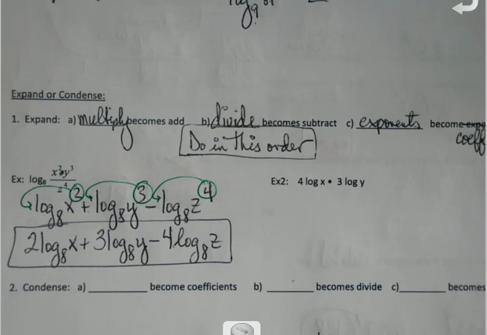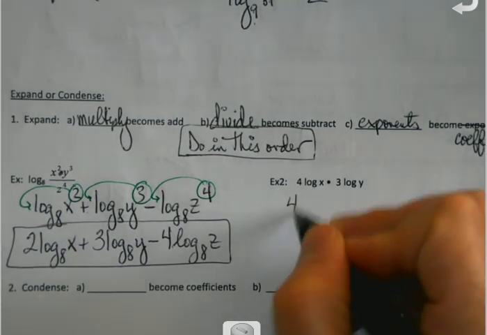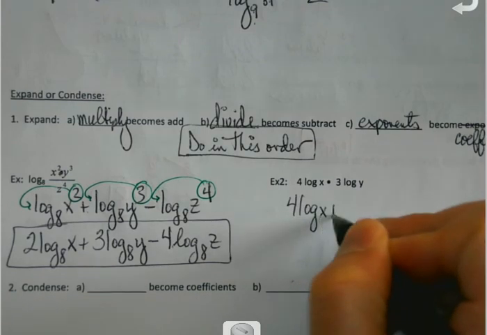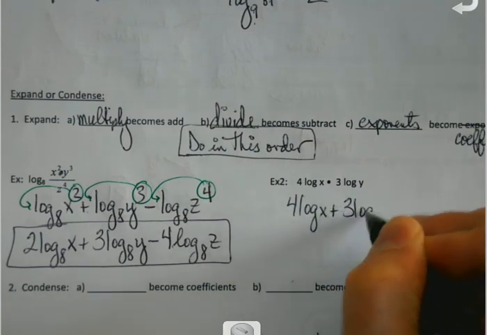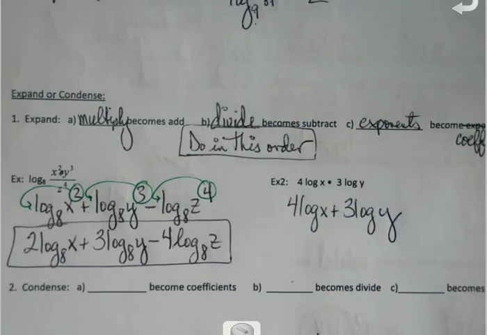And we're set with that. So once I see no more exponents, no more multiply, no more divide, then I know I'm done. So then I look at the next example, and I see a multiply. So that multiply will become an addition sign. But then I got to really stop and think about this for a minute.